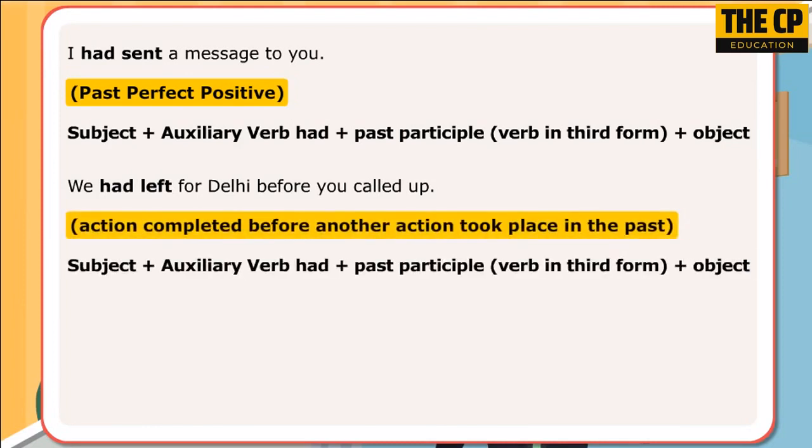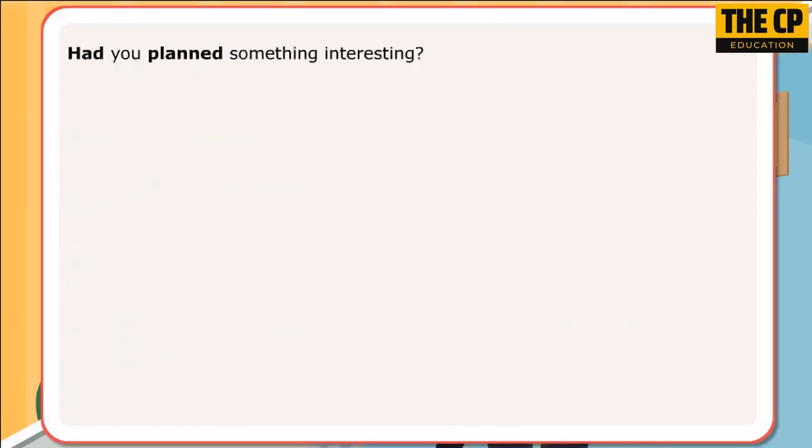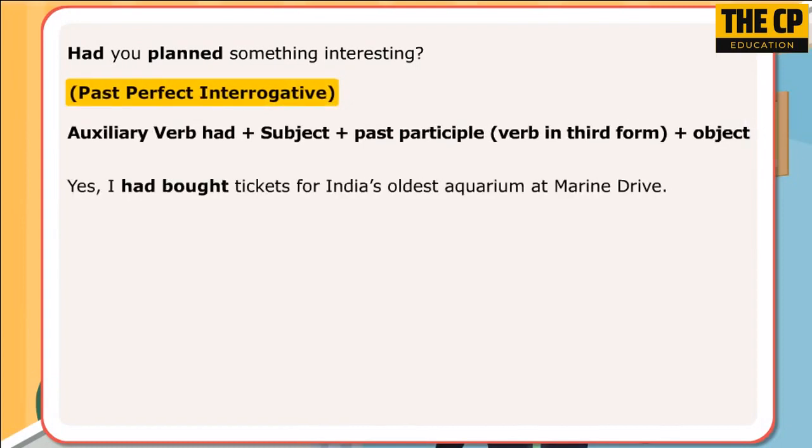Action completed before another action took place in the past. Had you received my message in time, we would have met earlier. Condition. Had you planned something interesting? Past perfect interrogative. Yes, I had bought tickets for India's oldest aquarium at Marine Drive.